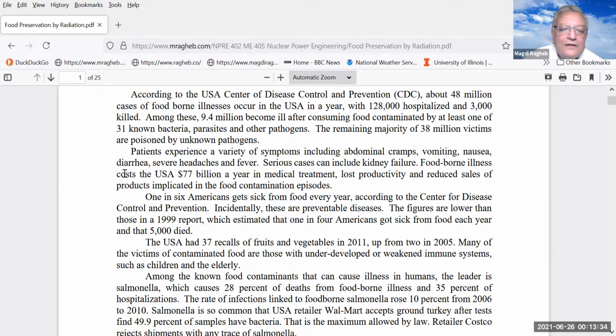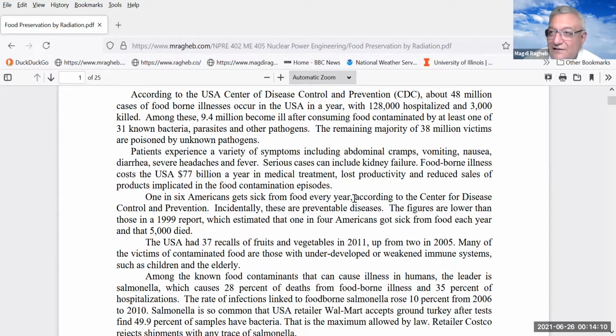And the foodborne disease costs apparently the United States $77 billion a year. And we can spend much less on protecting against the occurrence of these diseases. 1 in 6 Americans get sick from food every year. Imagine that. Well, we are about 30 people here together. So 1 of 6, so 5 of us, we get some form of foodborne disease in a year.